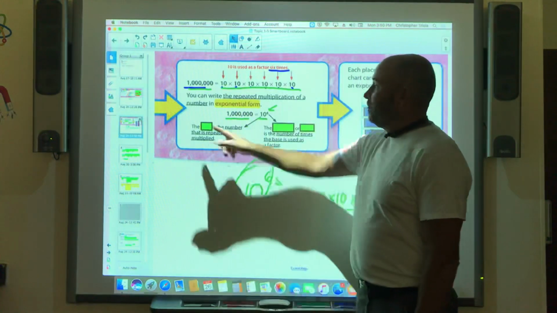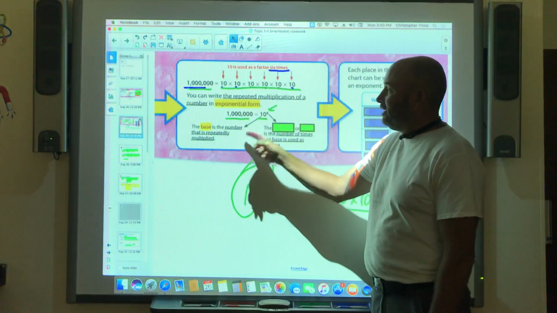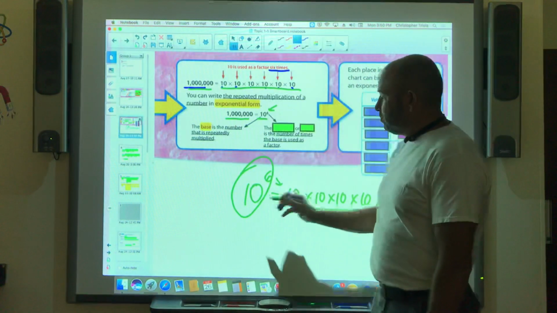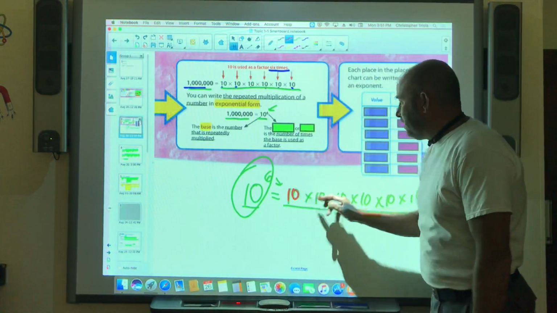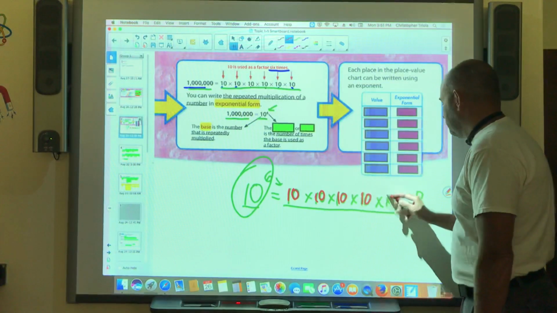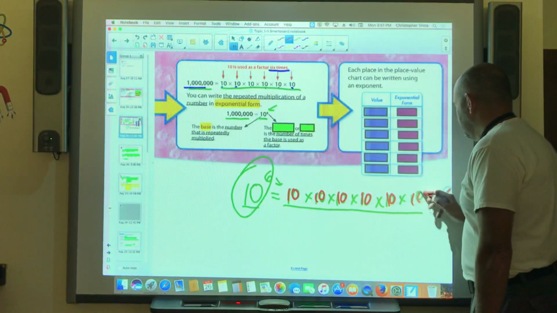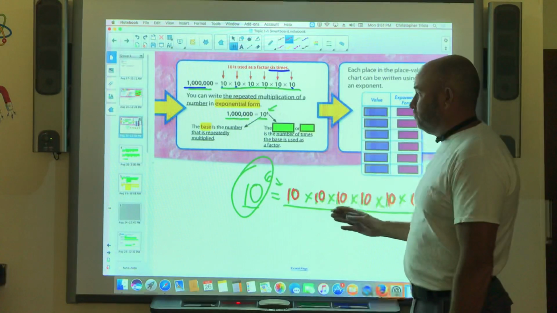Anyways, the base is the number that is repeatedly multiplied. So 10 is the base, and it is going to be repeatedly multiplied. 10 is the base of the number. It is repeatedly multiplied.